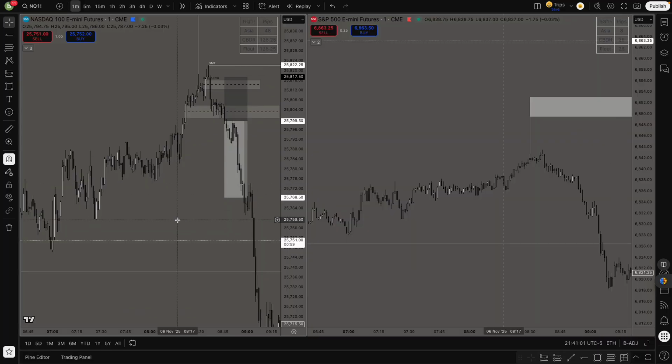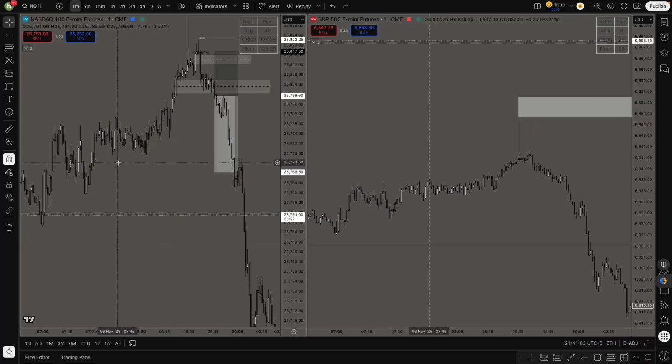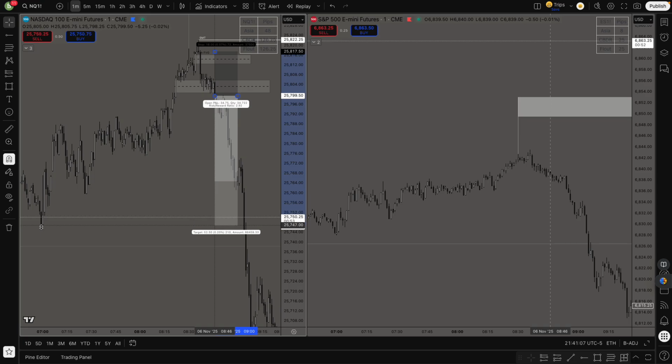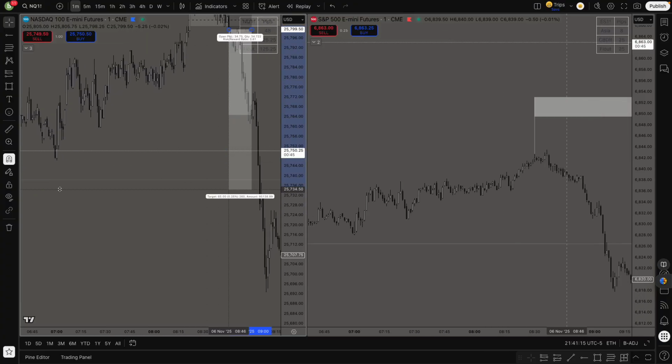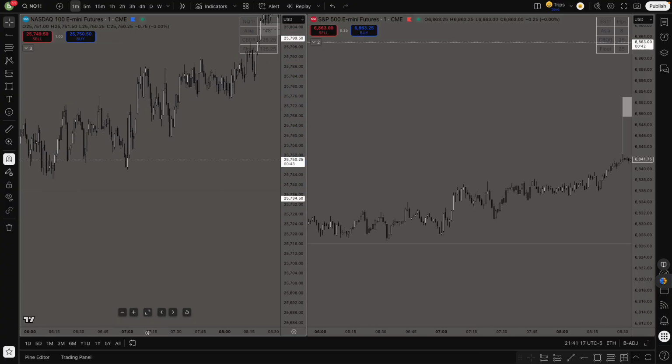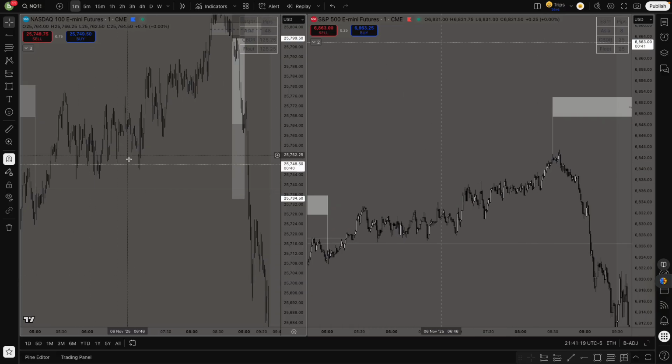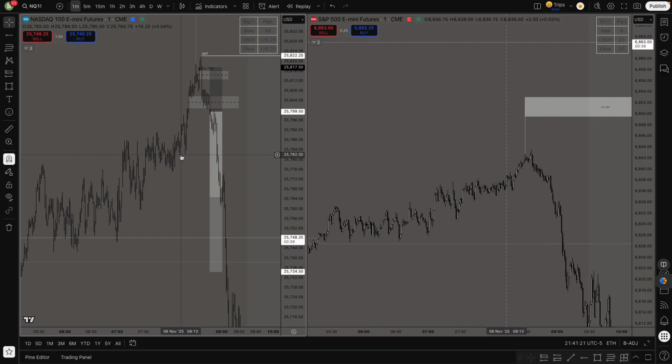Just because you change your entry doesn't mean you shouldn't target the same area. So I'm going to be targeting this prominent low, anywhere within here, this low, pretty much any of these lows would have been good target spots because this is the accumulation zone. As you can see, accumulation, and then we have a little bit of accumulation, distribution, and then accumulation, and then distribution.